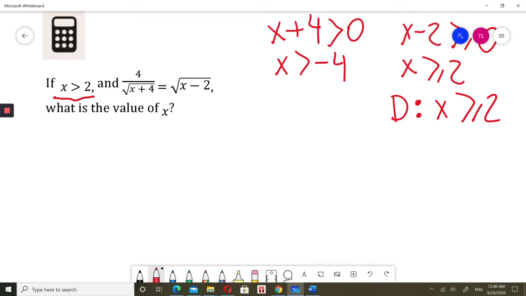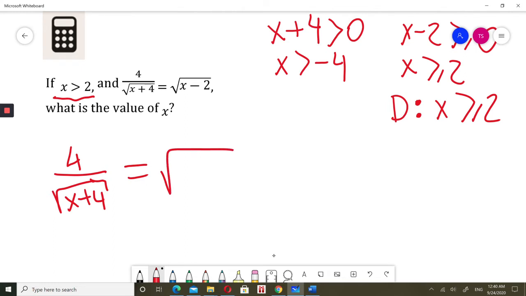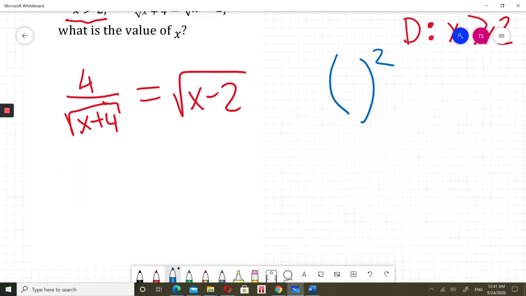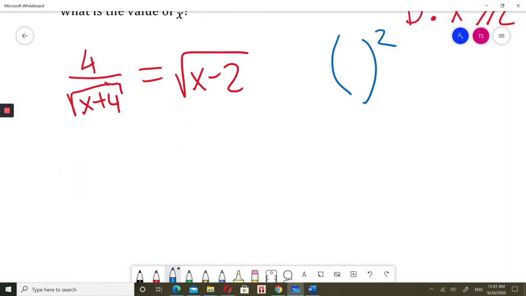Okay, so I'll write the equation again. 4 divided by square root of x plus 4 will be equal to square root of x minus 2. Maybe sometimes for some people this looks difficult because of the square roots, but this is an equation, and the first thing we can do, probably the easiest, is to square both sides straight away. So I will square the left side and I will square the right side.